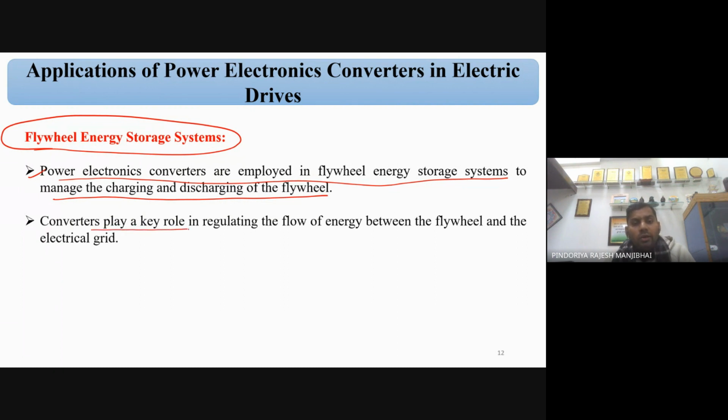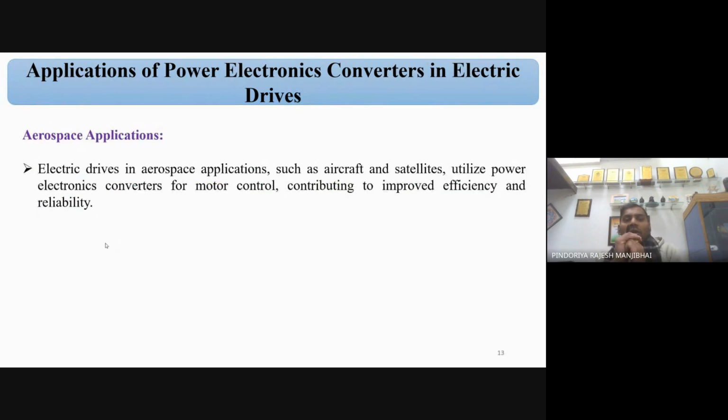Converters play a key role in regulating the flow of energy between the flywheel and the electric grid. Correct? So your flywheel is connected with your grid. So the role of the power electronic converter is managing and regulating the flow of energy between the two devices, the flywheel as well as the electric grid. Okay. So yes, students, suppose somebody wants to do research on storage systems, then maybe we can consider the flywheel energy storage system. Okay, done.